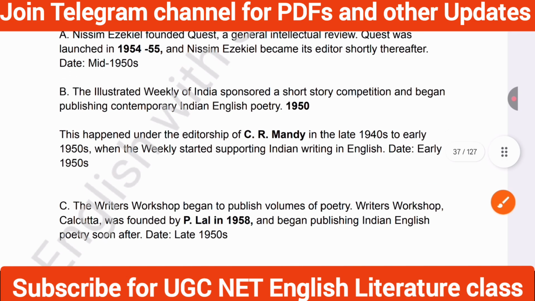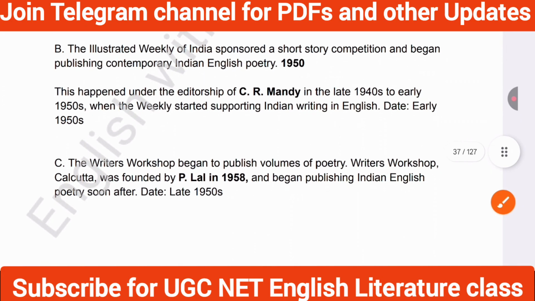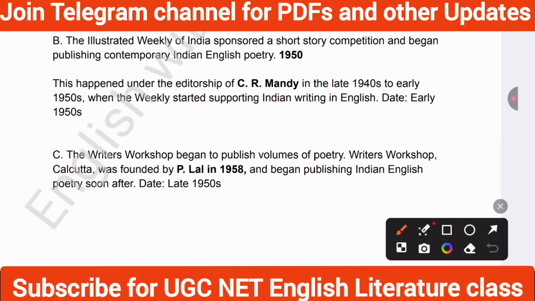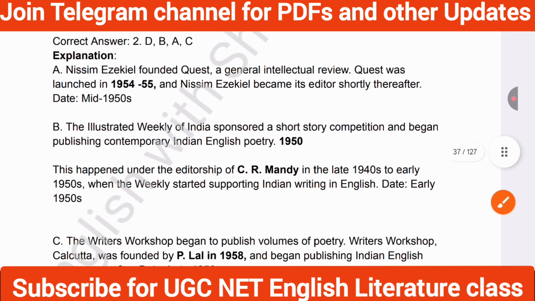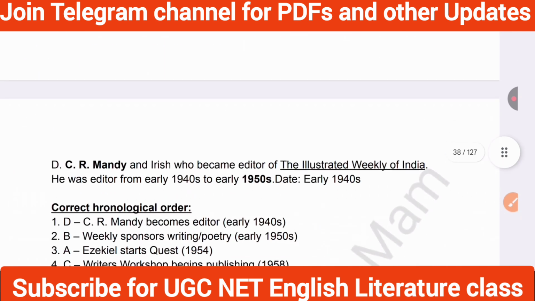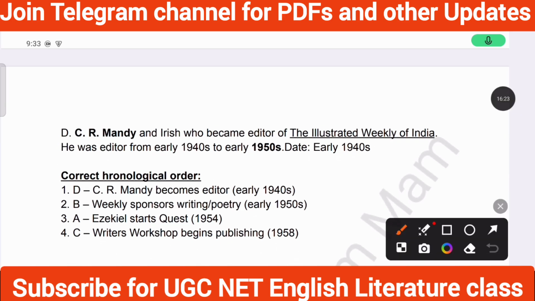And option C, the Writers' Workshop began to publish volumes of poetry. In Calcutta, it was founded by P. Lal in 1958 and began publishing Indian English poetry soon after. Okay, so A, B, C, and then D is that C.R. Mandy, an Irish, became editor of the Illustrated Weekly. So according to the chronological sequence, DBAC: C.R. Mandy became editor in the 1940s, around then the weekly sponsored writing and poetry in the early 1950s, Ezekiel started Quest in 1954, and Writers' Workshop was in 1958. So this was the correct chronology.